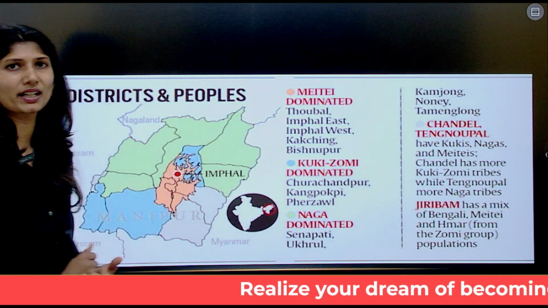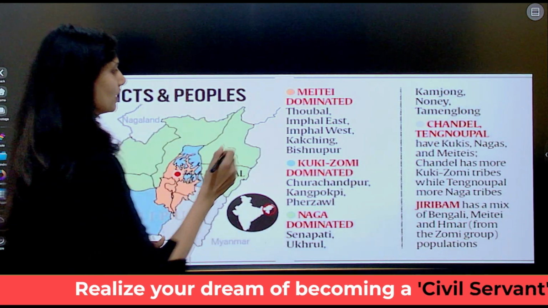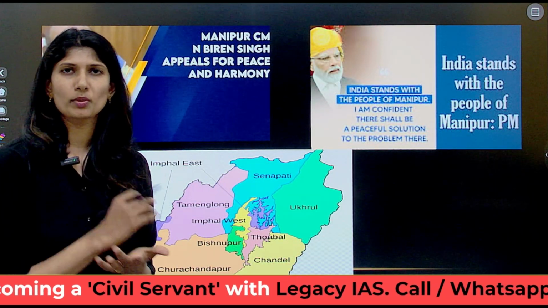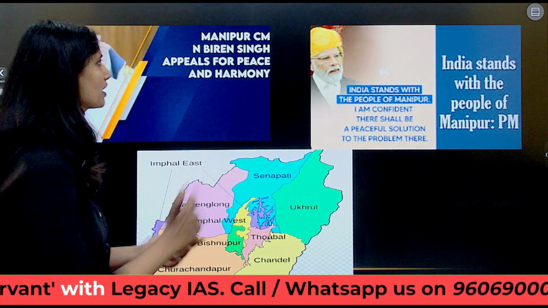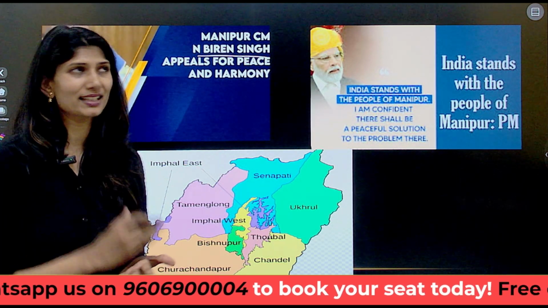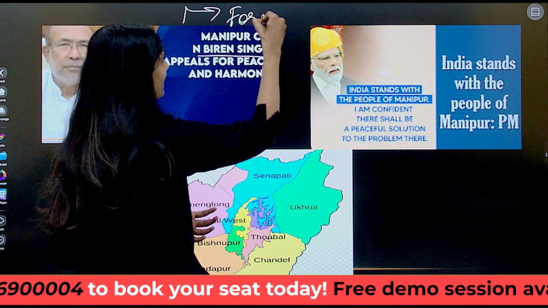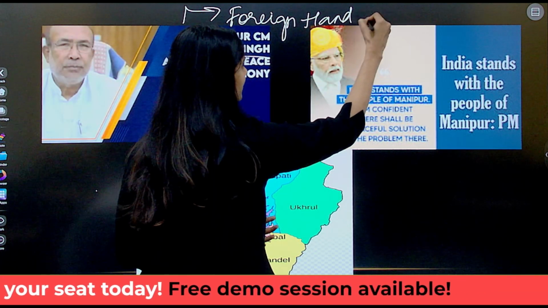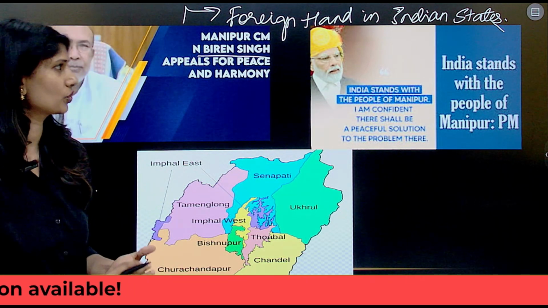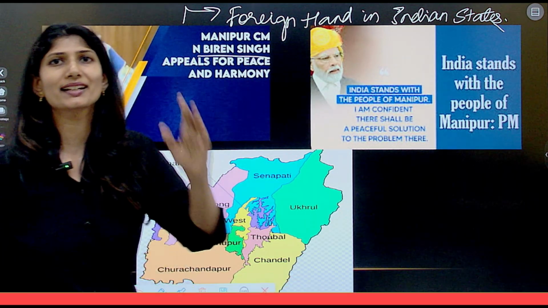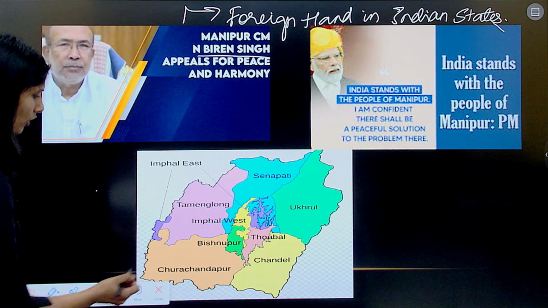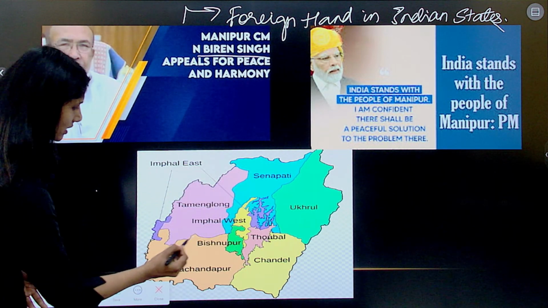One major conflict that we have seen in Manipur is the conflict of the Meitei and Kuki-Zo. The issues have escalated so much that the Manipur Chief Minister, Mr. Biren Singh, has held that the lack of peace and stability in the region is because of foreign hands at play in Indian states. To protect the security of the state, it made it mandatory for us to reimpose the protected area permit or protected area regime.